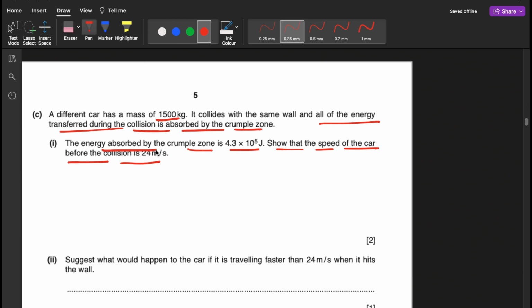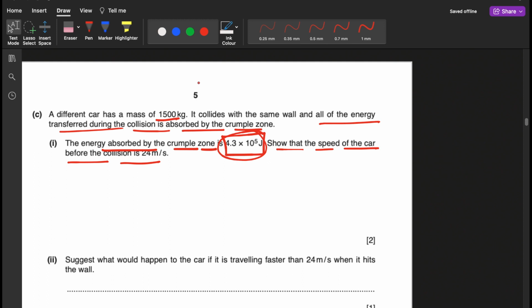The energy absorbed by this crumple zone is absorbed by the wall. Initially they are asking what is the speed of the car. So you have to equate this energy with the kinetic energy, because the car before collision has only kinetic energy, correct? Have you got that point? Yes, sir.